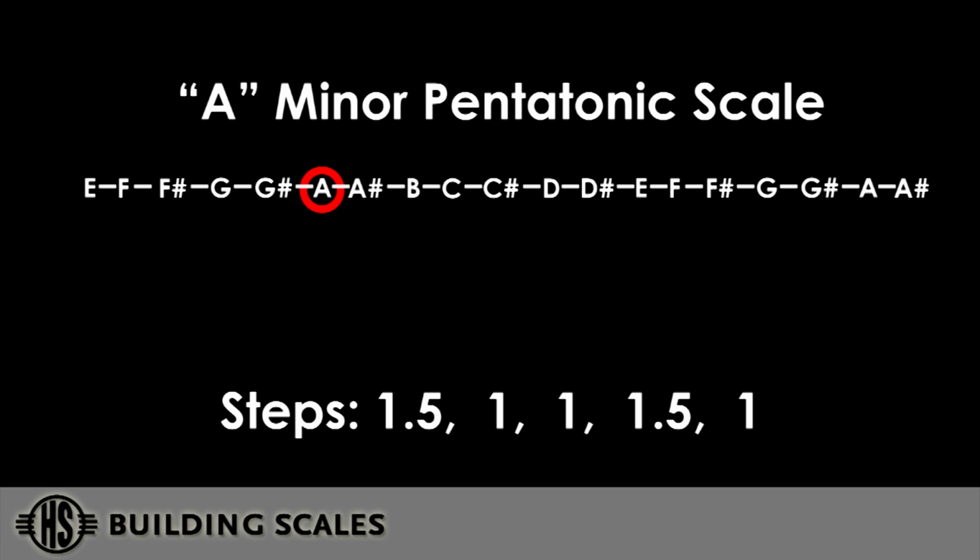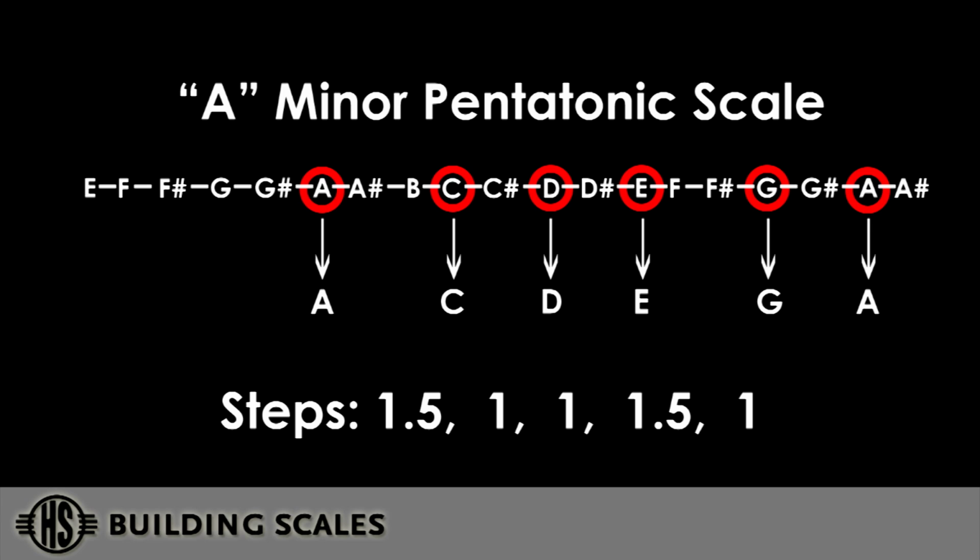So we start at A, we go 1.5 steps up, or 3 half steps, which gives us C. From C, we go 1 whole step up, which is again 2 half steps, which gives us D. We go another whole step, that gives us E. A step and a half gives us G. And the final step brings us back to the root note A. So the A minor pentatonic scale is A, C, D, E, G, A.